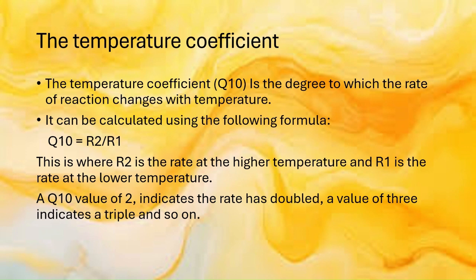So what does the temperature coefficient mean? A Q10 value or temperature coefficient value of 2 indicates that the rate has doubled. A value of 3 would indicate that the rate has tripled, and so on.